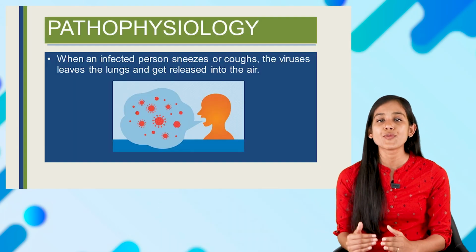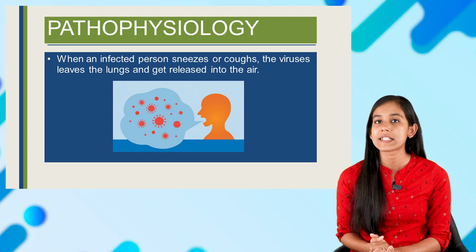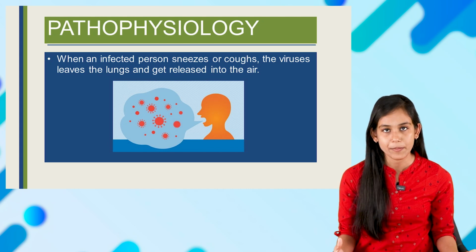So we learned that chickenpox is a highly contagious infection caused by a virus from the herpes virus family, the varicella zoster virus. This virus causes two conditions, chickenpox and shingles, and here we are talking about chickenpox. Now let us move on to the pathophysiology to understand how it infects a person.